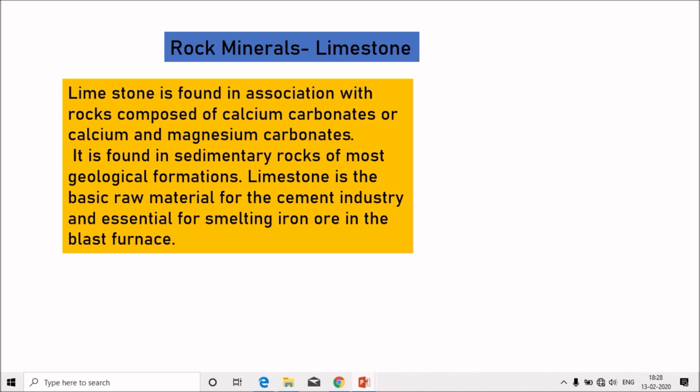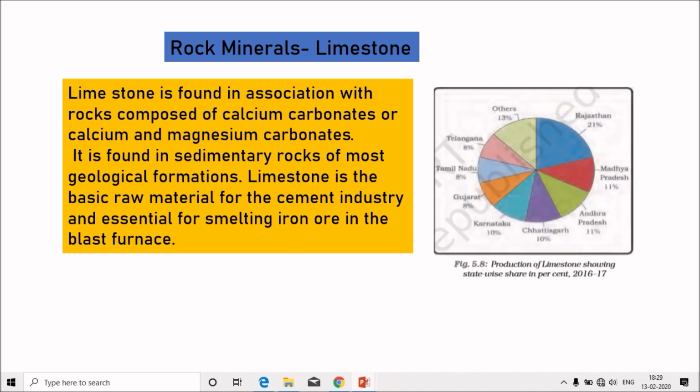It is found in the sedimentary rocks of most geological formations. The limestone is the basic raw material for the cement industry, and also it's very essential for smelting iron ore in the blast furnace. Basically, limestone is a combination of rocks of calcium and carbonate or calcium and magnesium carbonate. It is found in sedimentary rocks on most of the geological formations.